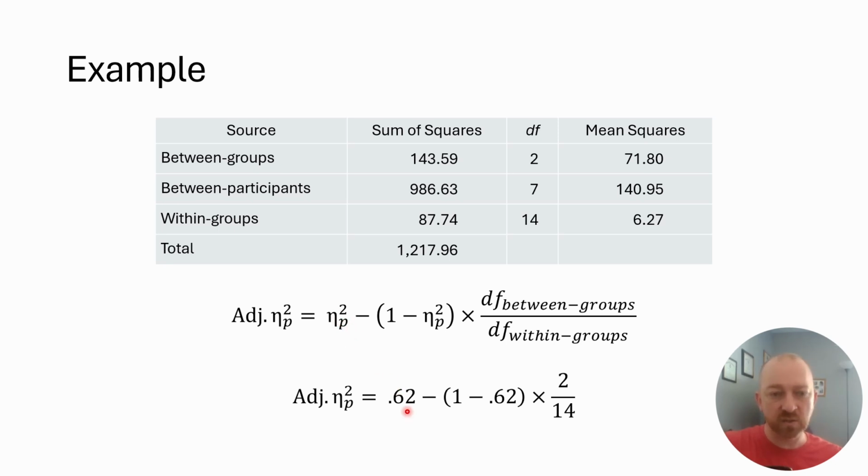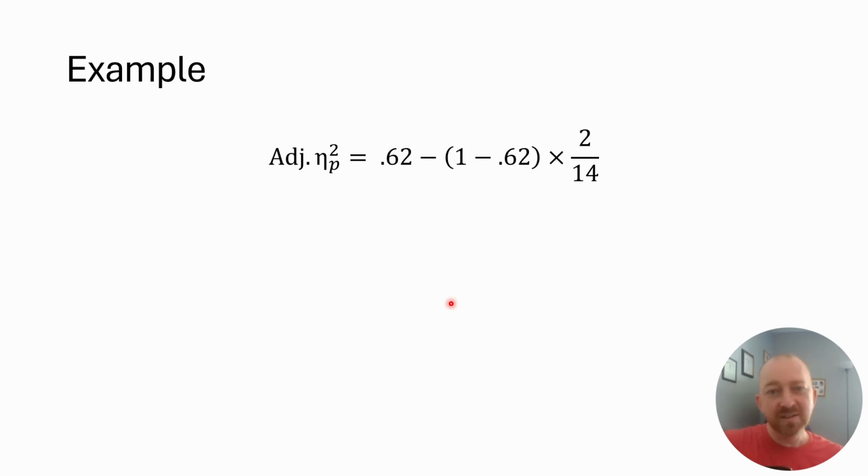We plug in our 0.62 partial eta squared that we just calculated there and there, and 2 goes there, 14 goes there, and so therefore this is it. Now we simply do the math. So we can start simplifying easily. Obviously 2 divided by 14 is 0.14. 1 minus 0.62 is 0.38. Of course, you do what's in the parentheses first as the order of operations dictates.